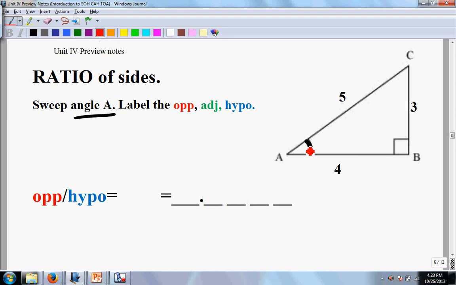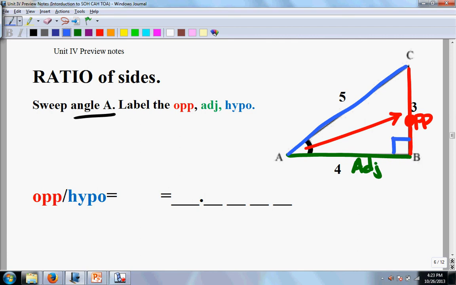So angle A, this is going to be our opposite side because it's across from the angle. This is our adjacent side. And then, of course, 5 is across from the right angle. That's our hypo.